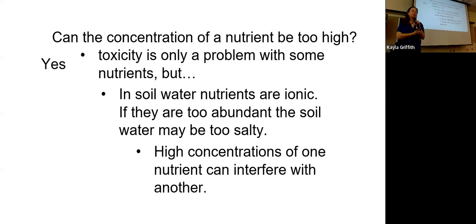And again, as we talked about a couple of hours before lunch, high concentrations of one nutrient can interfere with uptake of another. So even if you don't have toxicity from too much phosphorus, that phosphorus might bind up all the iron in your soil and then cause iron deficiency symptoms. So with some nutrients like boron, toxicity is very much a problem. With other nutrients, if they have high enough levels, they cause other problems before they cause toxicity.